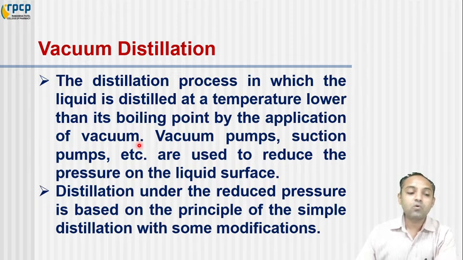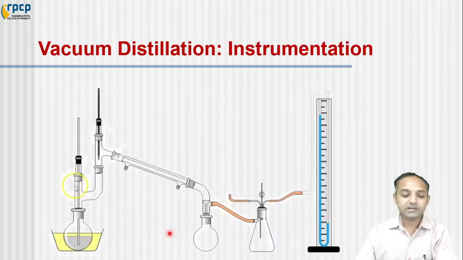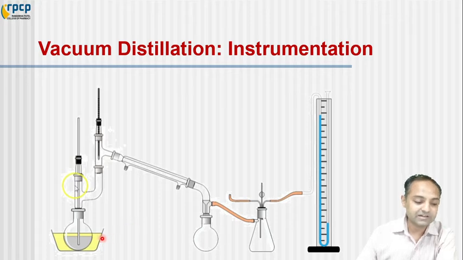So this is how vacuum distillation is held, and a vacuum pump as well as suction pumps are used to reduce the pressure on the liquid surface. Distillation under reduced pressure is based on simple distillation with some modification. So this is a vacuum distillation assembly.